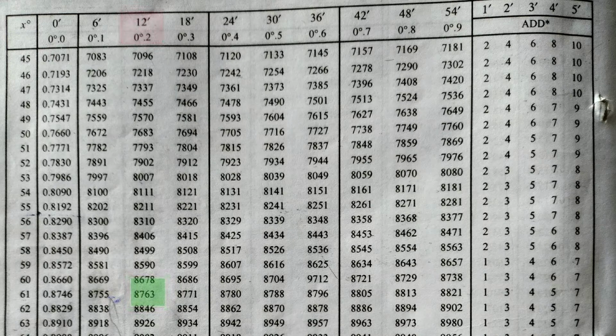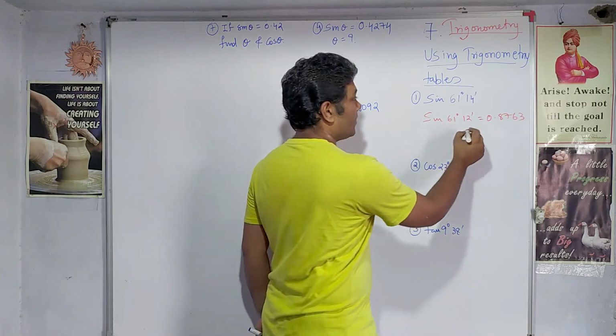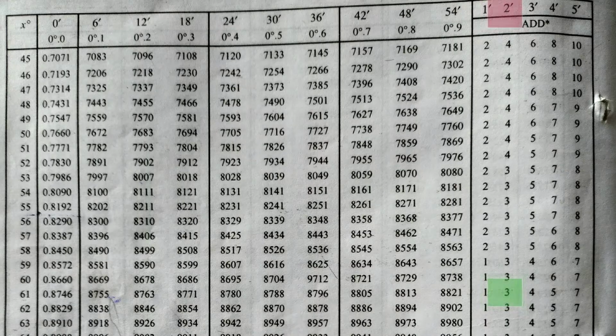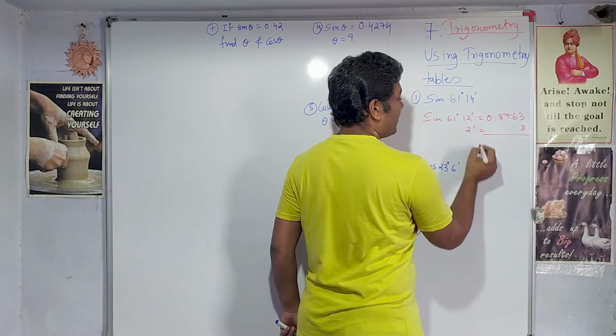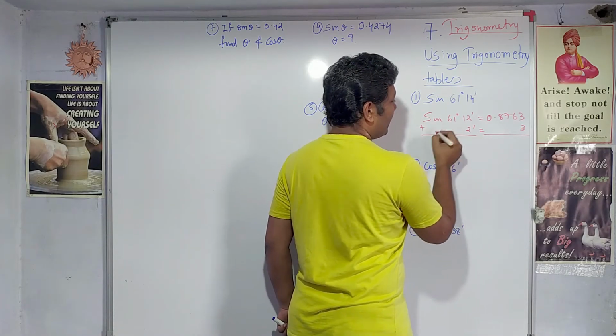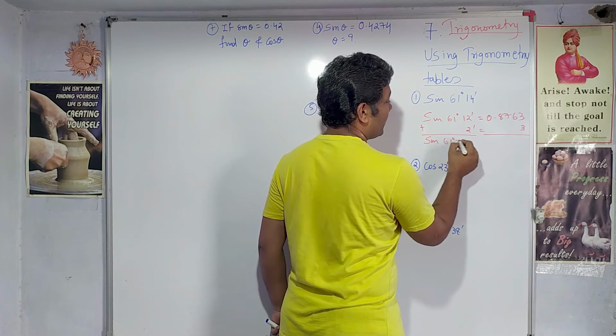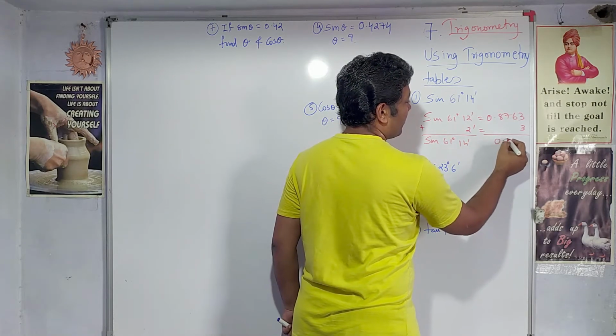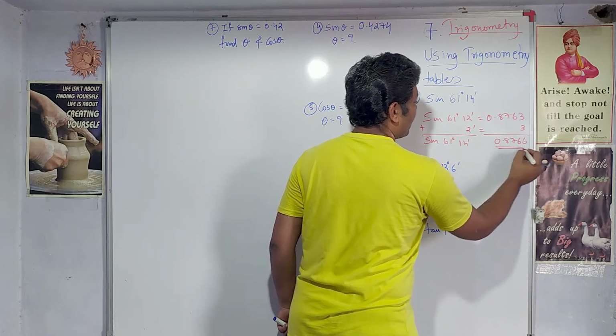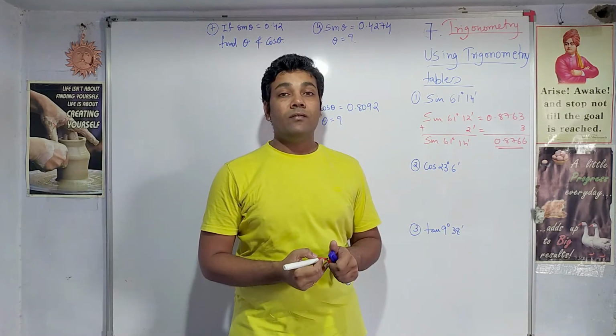0.8763. Now what to do? We want 14 minutes. So go to the common difference. In common difference, you will find out 2 minutes. Corresponding to the 2 minutes, you have a value 3. Right? So add. So on adding, here we get sine 61 degrees 14 minutes as 0.8766. This is the answer for 61 degrees and 14 minutes.